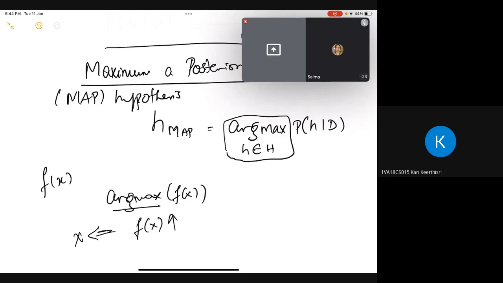And that is what the MAP hypothesis is all about. Okay, where you get to know the maximum, where the probability of a particular hypothesis given a data set is high. Now, a couple of things I want to note over here. So I have a set of hypotheses.